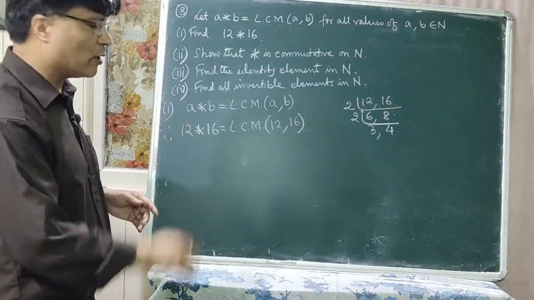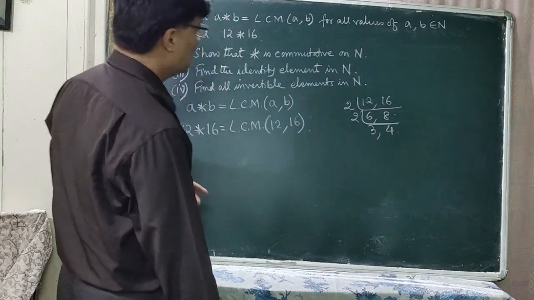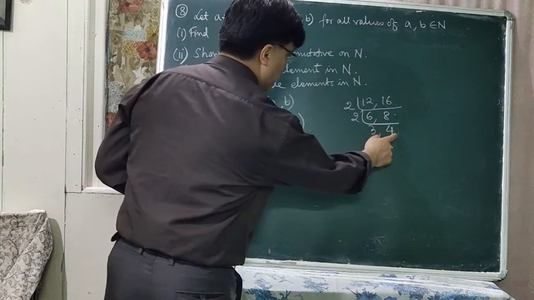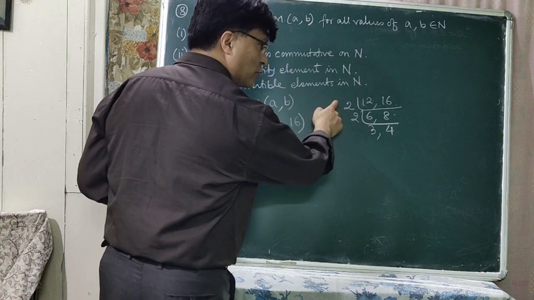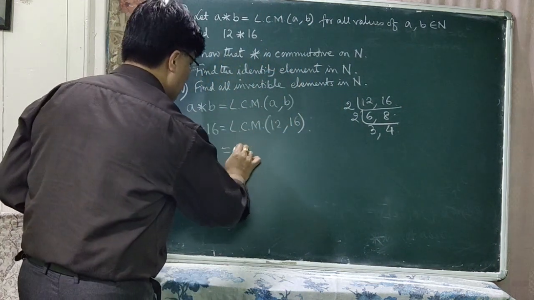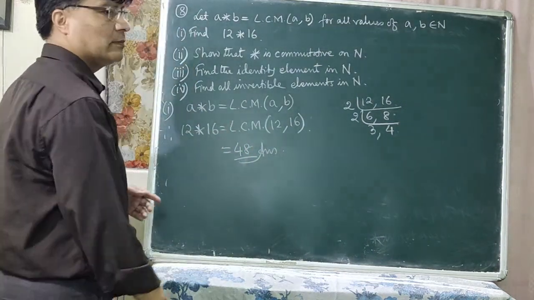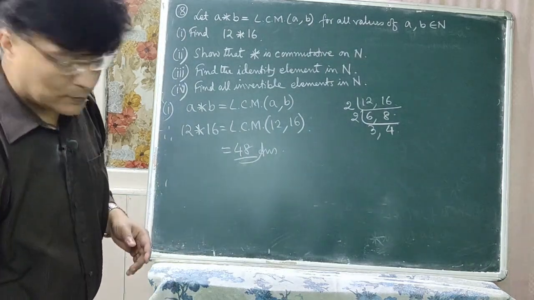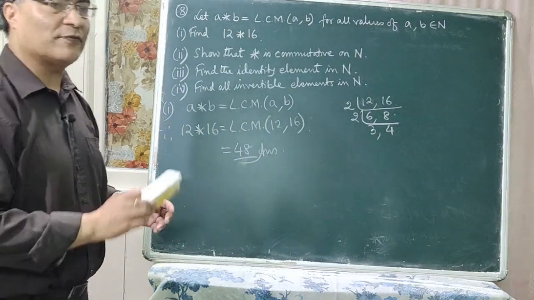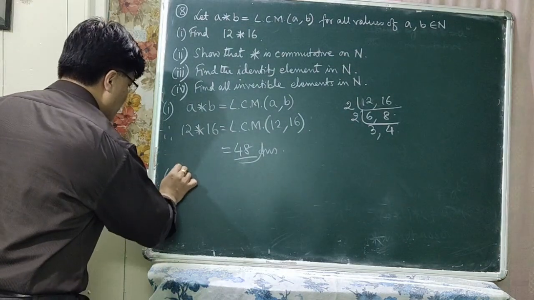So now you can stop out here. So what's the LCM of 12 and 16? 4 3s are 12, isn't it? 12 2s are 24, 24 2s are 48. So what is the answer? 48 is the answer. I think you have understood it. So 48 is the answer for the first question. Okay. So now next, number 2.